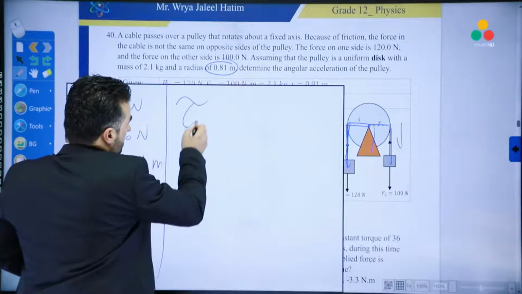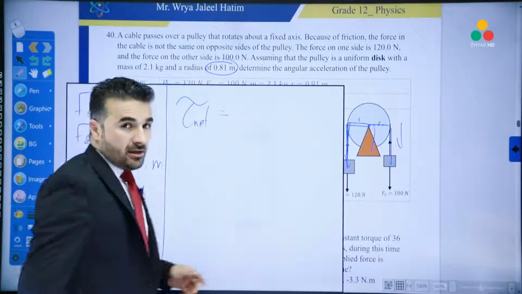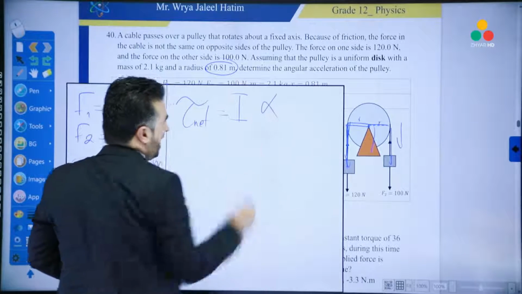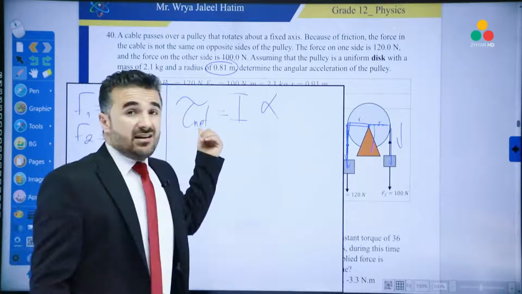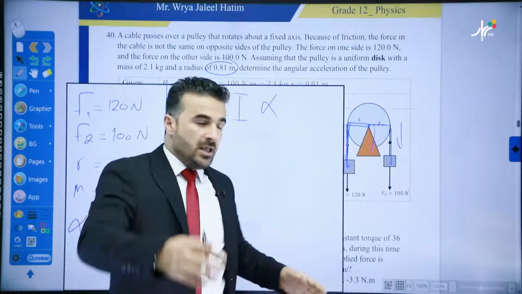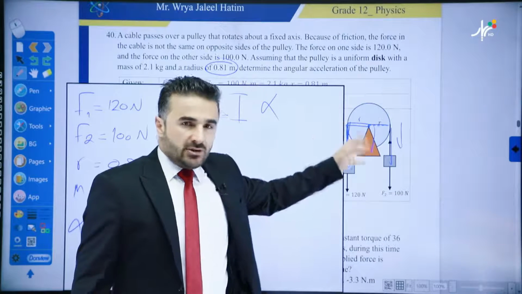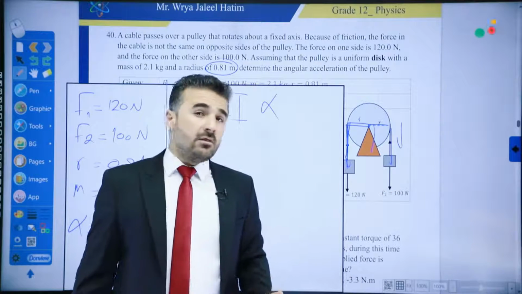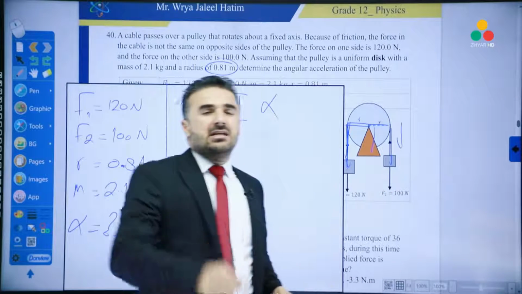The main equation is the net torque will be equal to what? Equal to moment of inertia multiplied by angular acceleration. But what is the net here? Remember, we have two forces. Each one of them tries to rotate or turn the pulley in opposite direction. So are we going to combine them? No, we're going to subtract them.